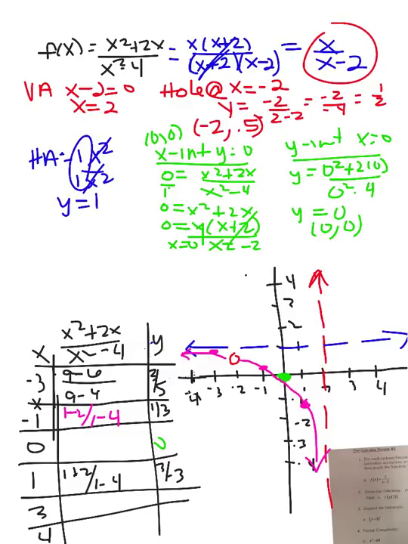All right, so let's try 3. So I have 3 squared is 9. 2 times 3 is 6. So it's 9 plus 6 over 9 minus 4. So that's 15 over 5, which is 3. So it's 3, 3.